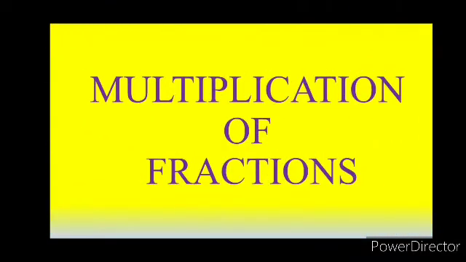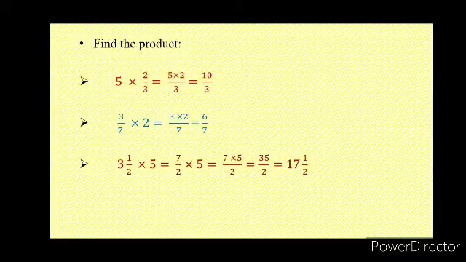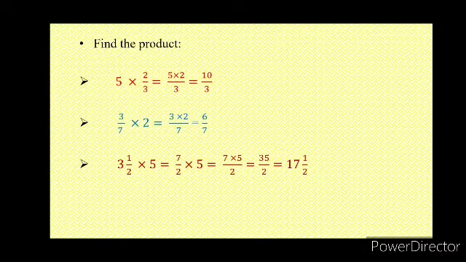Now, starting with multiplication of fractions. Consider the following examples. Here, we are multiplying a whole number and a fraction. If you see, 5 is a whole number and 2 by 3 is a fractional number. When you multiply a whole number and a fraction, you have to multiply the whole number with the numerator. So, we have 5 into 2 overall divided by 3, nothing but 10 by 3.